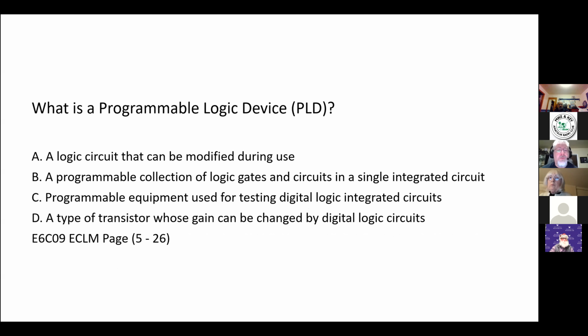What is a programmable logic device, a PLD? A, a logic circuit that can be modified during use. B, a programmable collection of logic gates and circuits in a single integrated circuit. Or C, programmable equipment used for testing digital logic integrated circuits. Or D, a type of transistors whose gain can be changed by digital logic circuits. Bravo is correct.